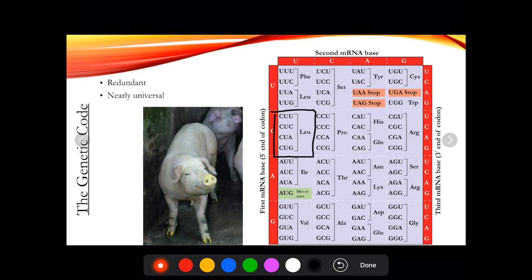So for example, if you had CU anything, it'll still code for leucine. It doesn't matter if that third base is U, C, A, or G. So it is redundant and nearly universal. What does that piece mean? Universal genetic code.